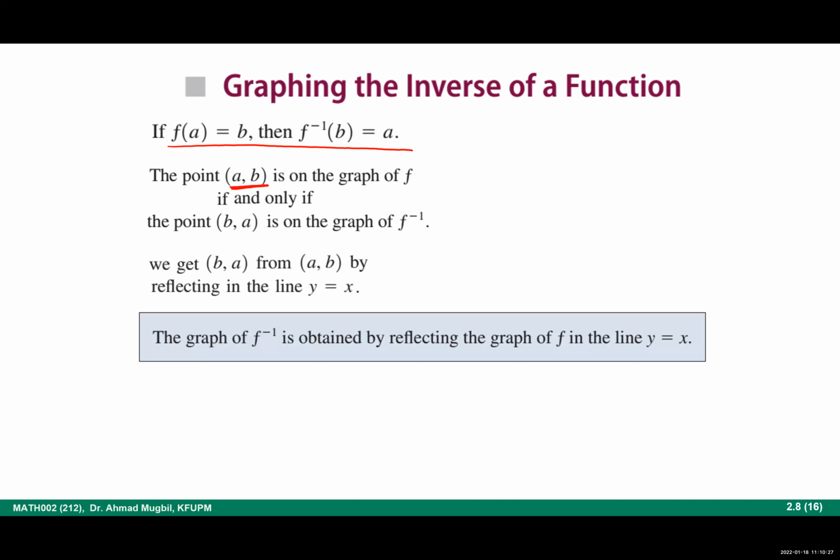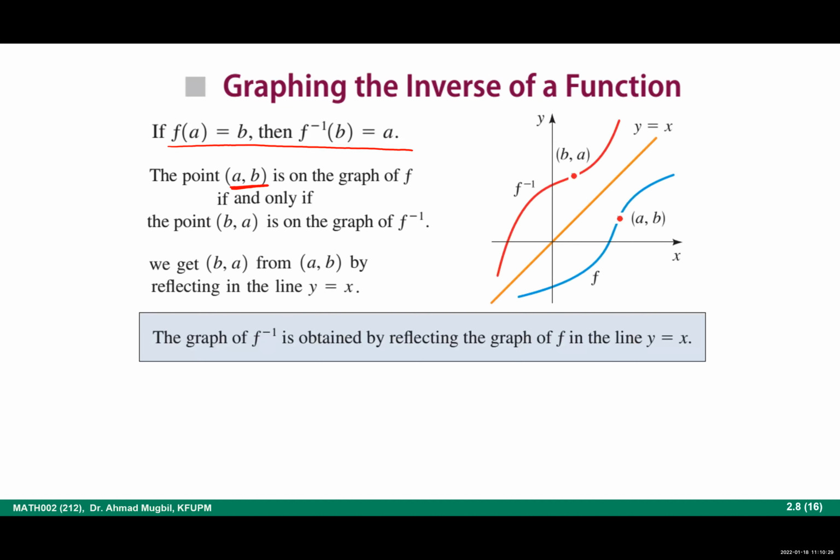So in fact, if this is the graph of the function, and this is the point A, and this is B, here it will be this is B, and this is A for this point. So in fact, this is just about reflection. It is about replacing x by y and y by x. So what is A here? What is x becomes y? What is y becomes x.